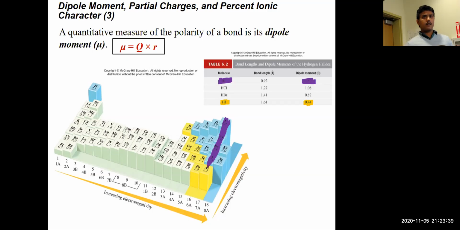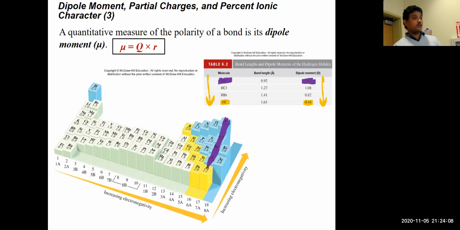Seems like it is following the trend, because dipole moment is an indicator of the polarity of a bond. The higher the polarity, the higher the dipole moment. The lower the polarity of the bond, the lower the dipole moment. That's why you are seeing this trend. As you go down, the electronegativity difference is decreasing between these two atoms that are making the bond, so does the polarity of the bond, and so does the dipole moment.